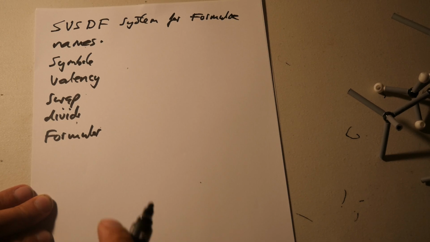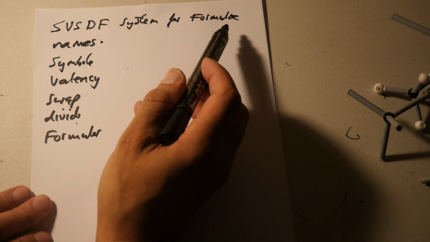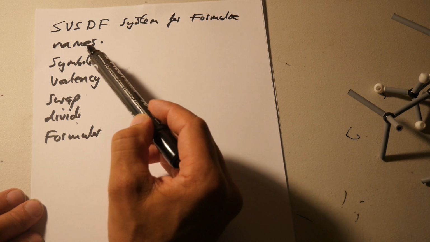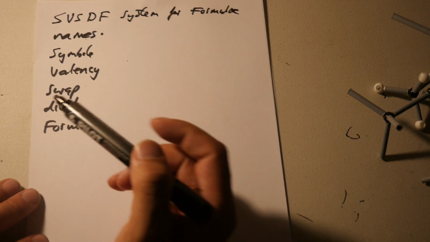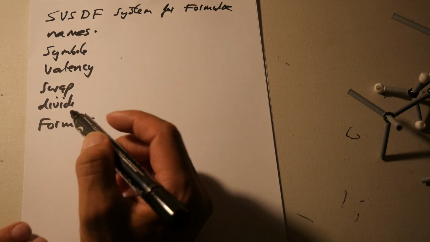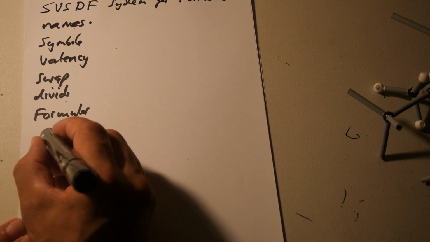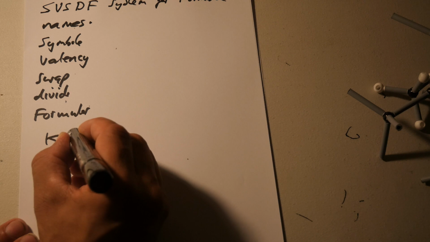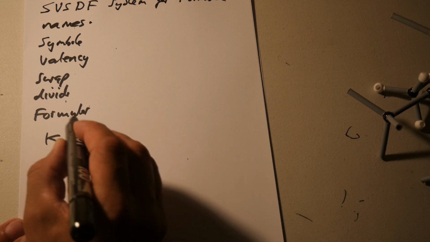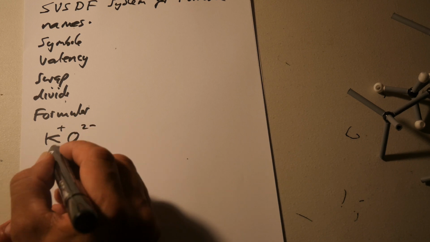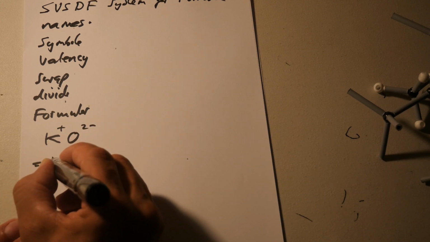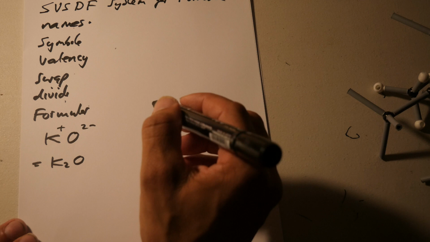So the SVSDF system for formula stands for symbol, valency, swap, divide formula. Okay, so when you have elements like potassium oxide, which is 1 plus, 2 minus, that becomes the formula K2O.